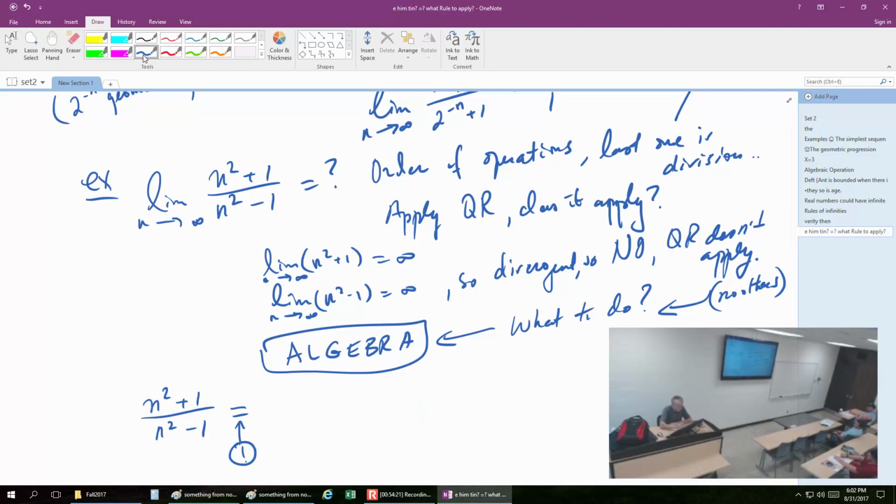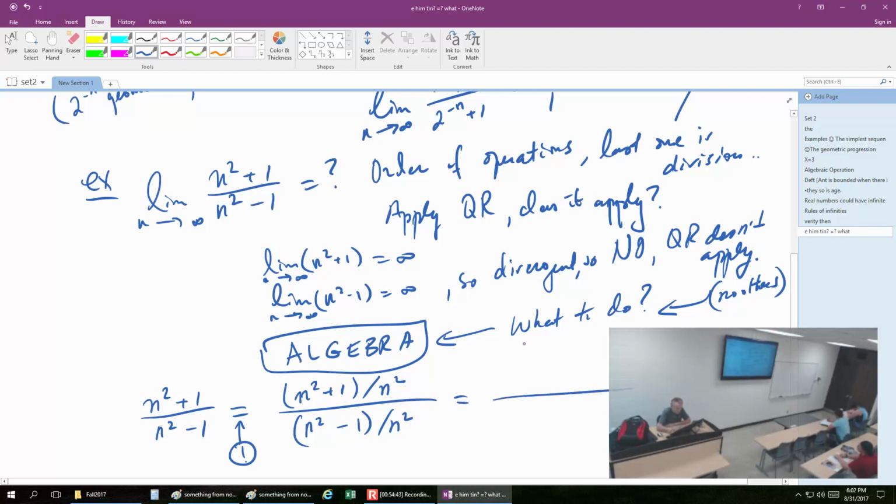What you do is divide by n squared. I take the numerator and divide by n squared. I take the denominator and also divide by n squared. Certainly these two are equal to each other, right? So we are fine. What's on the left is the same as on the right. But as I start to transform it further, it turns out that it is helpful. The numerator will be 1 over n squared. What's the limit of the denominator? 1 minus 1 over n squared.